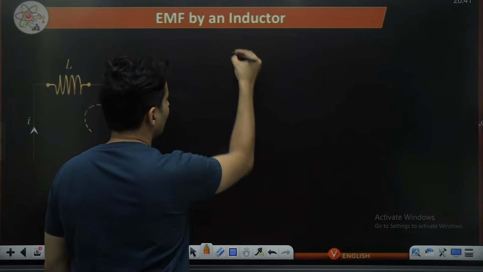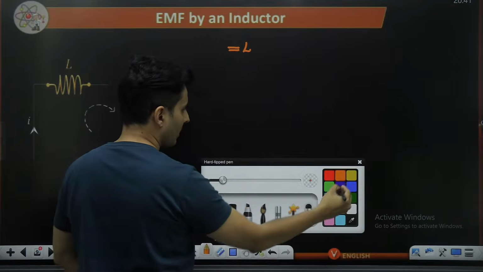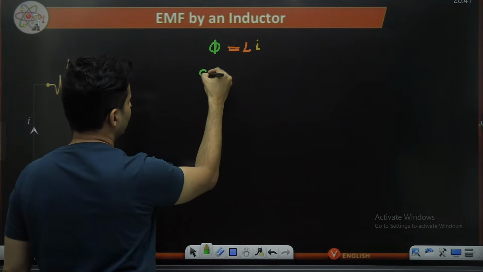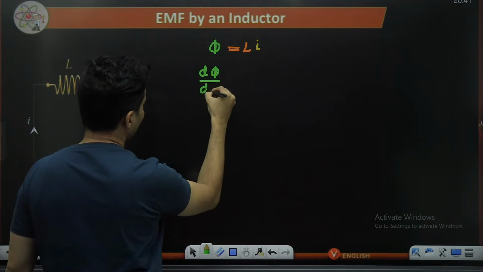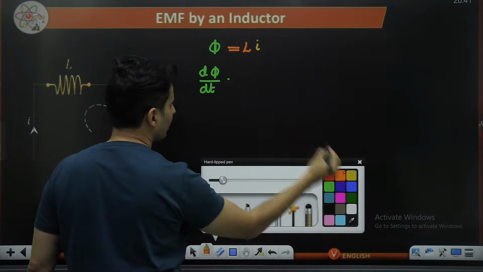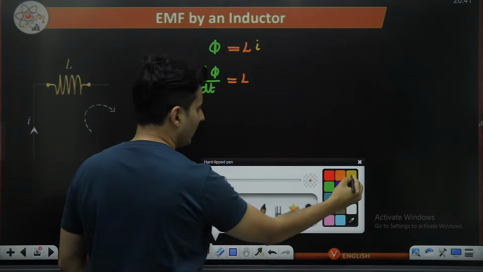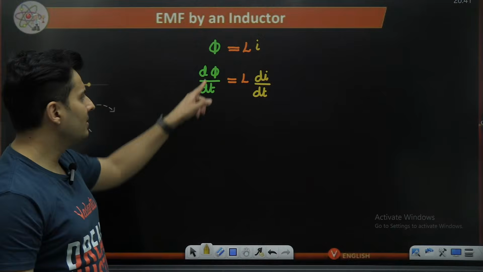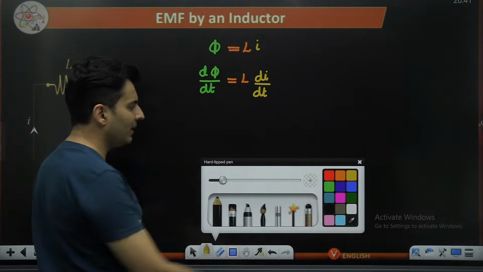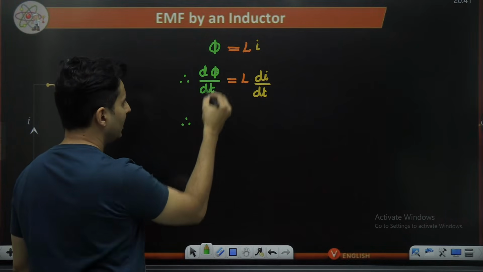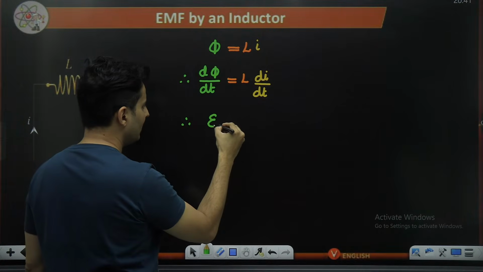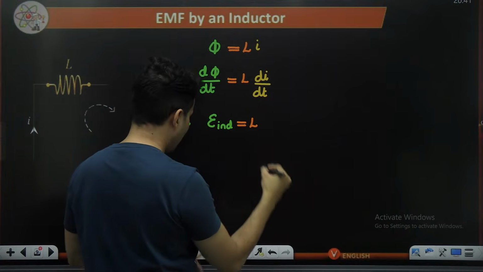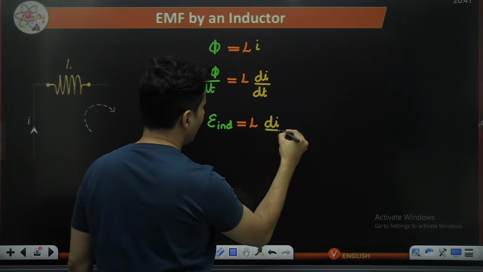we can take that equation, which is this one. Phi is equal to Li, magnetic flux is Li, and differentiate it on both sides. So I'll get d phi by dt, and over here I'll just put L, and over here di by dt. Now what is d phi by dt? Rate of change of magnetic flux, but I think I know what it is. Rate of change of magnetic flux is nothing but the EMF which is induced. So the EMF which is induced is L times di by dt.